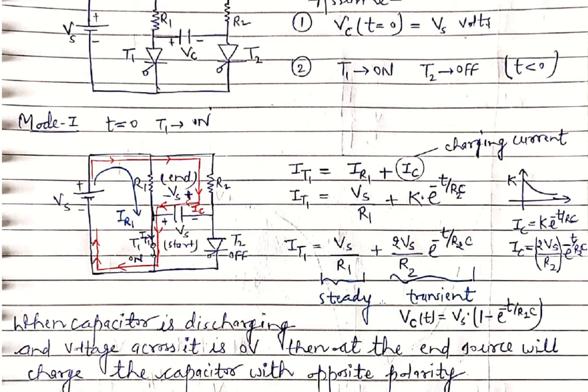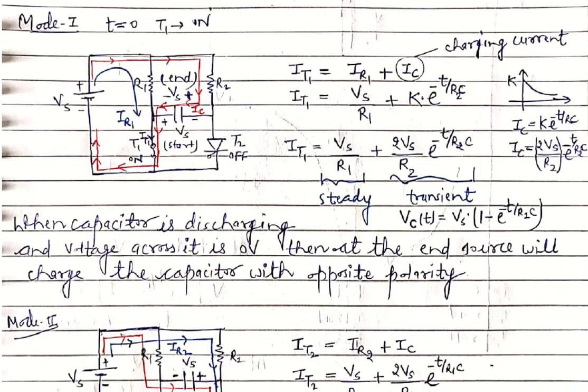One is a steady state component and one is a transient component because of capacitor charging. And if we want to calculate the capacitor voltage, we simply integrate this IC expression with respect to time. Then we obtain VC(t) equals VS times (1 minus e raised to the power minus t upon R2C). This is the transient voltage. So this expression shows the charging profile of the capacitor.